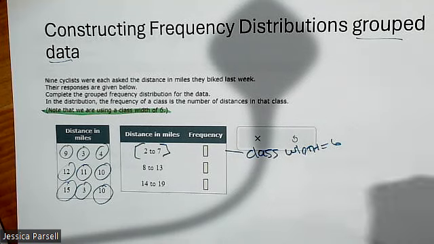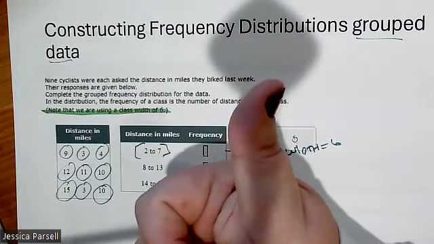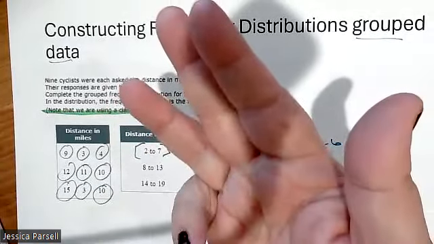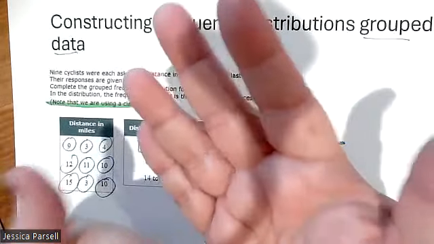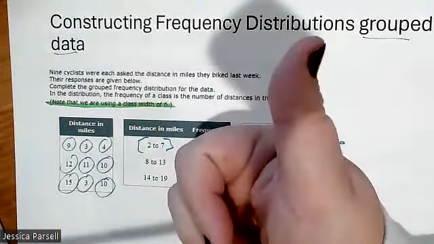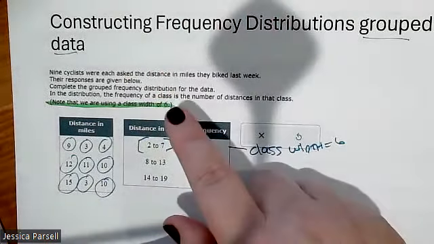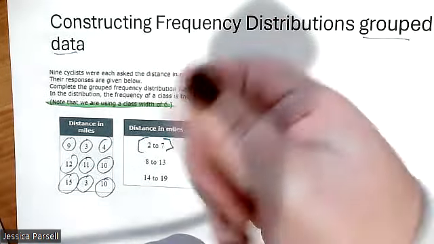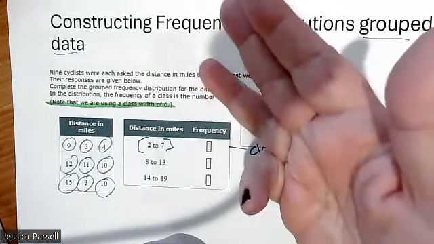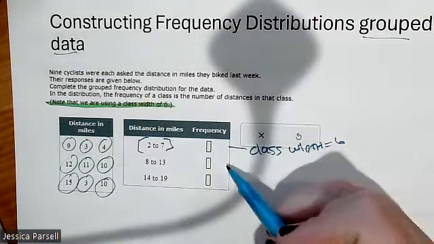And here's how you can do it with your fingers. This might be silly, but it's how I do it. To get from 2 to 7, I start at 2, 3, 4, 5, 6, 7. So my width has 6 fingers. Same for 8 to 13: 8, 9, 10, 11, 12, 13. Class width of 6. 14 to 19: 14, 15, 16, 17, 18, 19. I've still got 6. So that's how you can determine the class width.